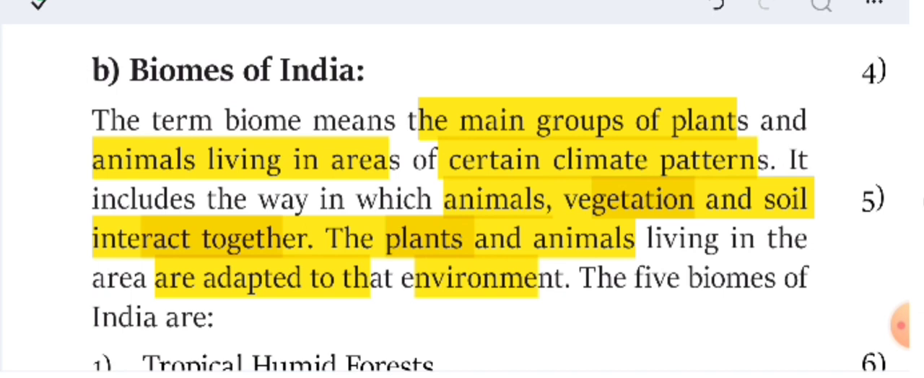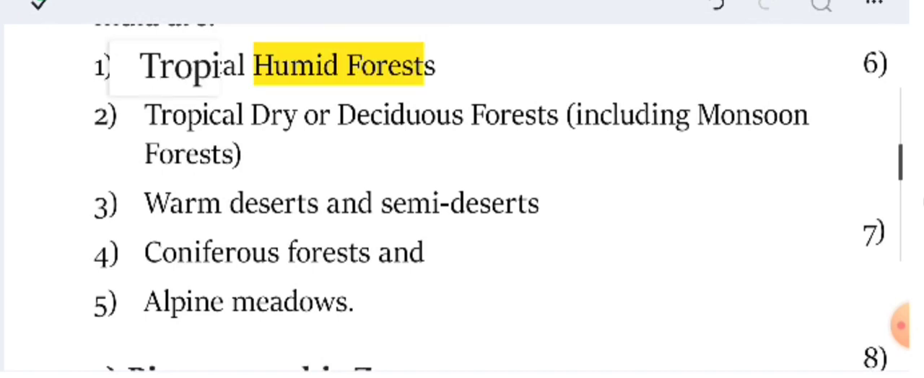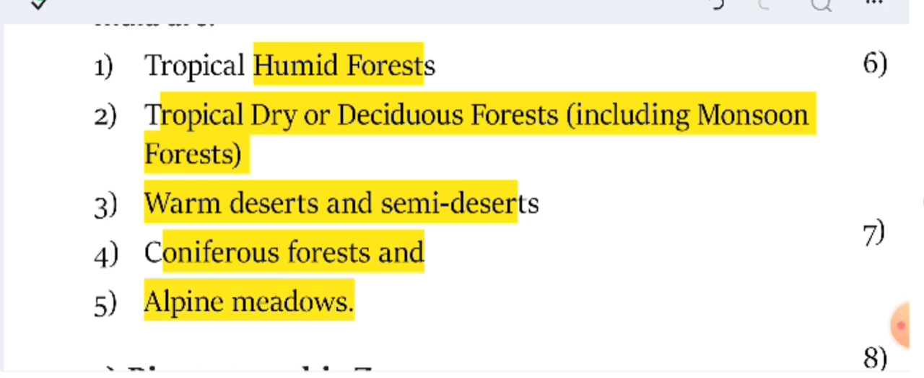So biomes, the term biome means the main groups of plants and animals living in areas of certain climate patterns. Okay, so certain climate pattern में जो main group of plants and animals living in areas, that are biomes. It includes the way in which animals, vegetation and soil interact together. The plants and animals living in the area are adapted to that environment. The 5 biomes of India are: first is tropical humid forest, second tropical dry deciduous forest including monsoon forest, third is warm desert and semi deserts, fourth coniferous forest, and fifth alpine meadows.